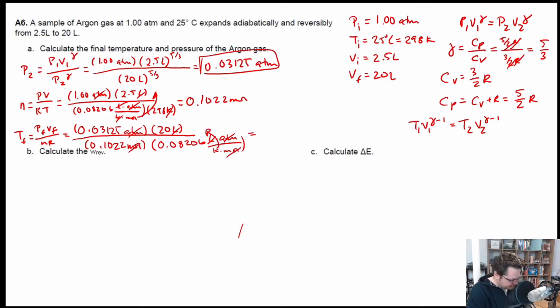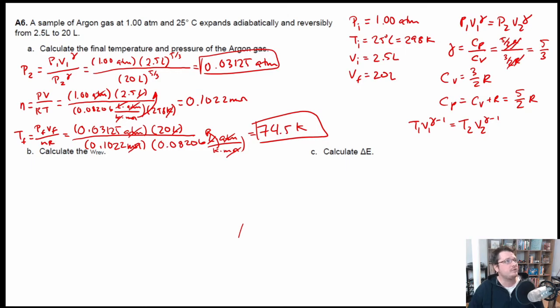So we take all of that: 0.03125 times 20 divided by 0.1022 times 0.08206. And what I got was 74.5 Kelvin, which should match what I have on the key. 74.7. Yeah, close enough. 0.0313 atmospheres, close enough. They're all pretty much the same. So that's how you calculate the pressure and the volume in these scenarios.